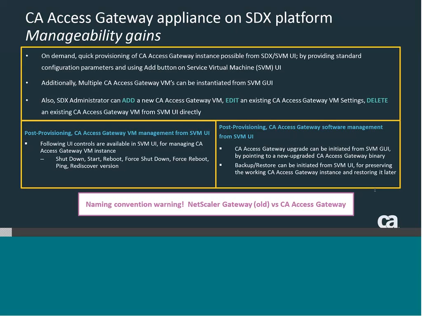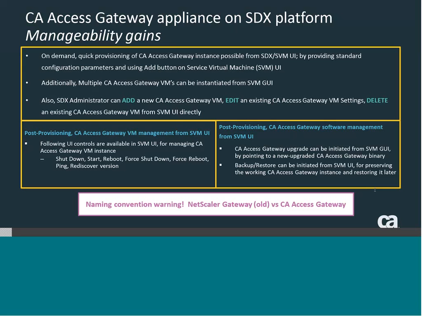And then not only apart from managing the virtual machines, you can also manage the access gateway software directly via the SDX administrative UI. Some of the options available in terms of software management are that you can initiate an upgrade from the SDX UI to the newer versions of access gateway software. You can also initiate backup and restore operations from the SDX UI. These operations help you preserve a working configuration of access gateway, and later on, if because of certain issues you want to restore or come back to the previous state.